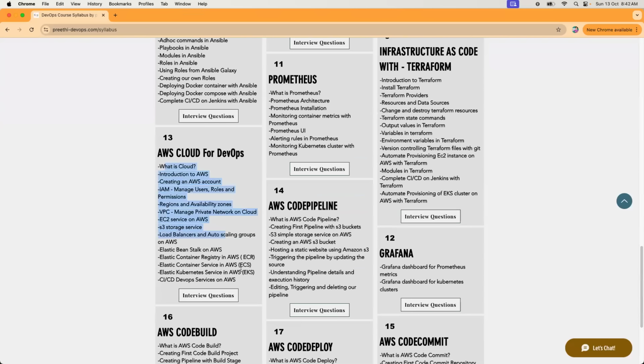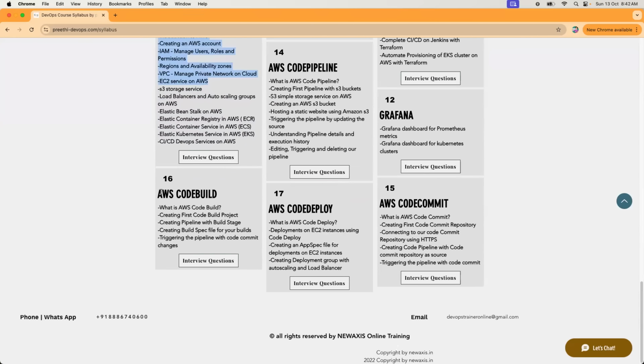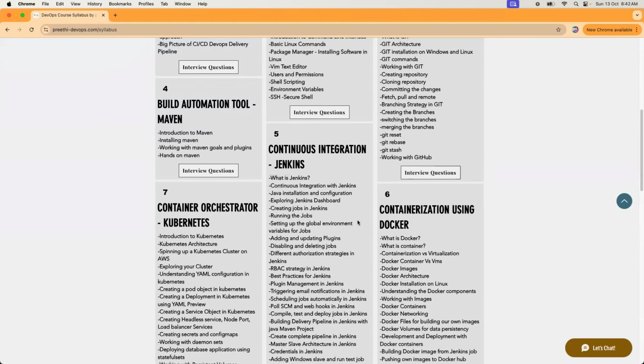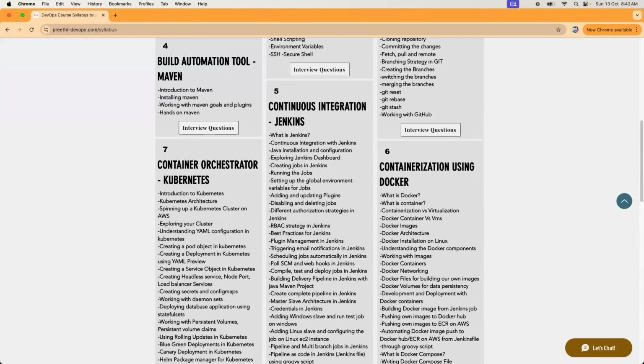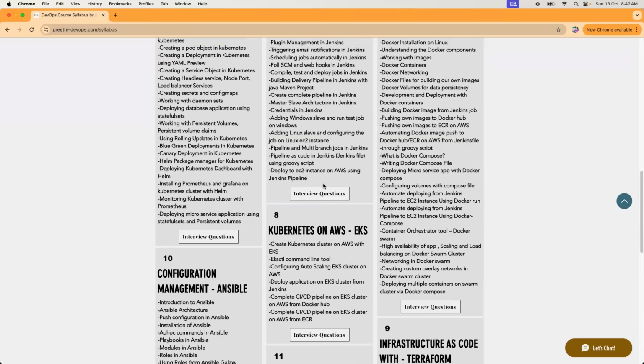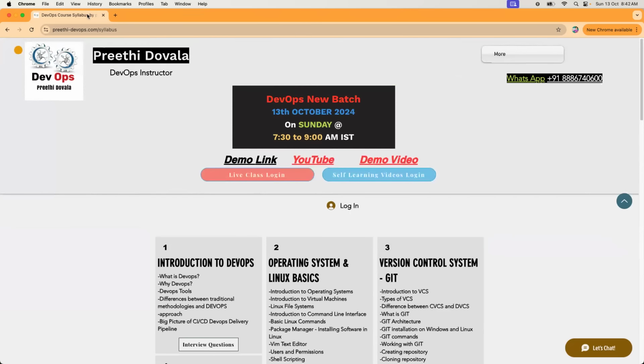AWS for cloud. Here are the AWS services, ECR, ECS, EKS, and so on. And there are certain services which are specific to DevOps: CodeBuild, CodeDeploy, CodePipeline, CodeCommit. Even these will be covered in the course. And there are a few more missing on this page, like ArgoCD will be covered. The GitOps tool ArgoCD will also be covered. That is not updated here. But yeah, here is the course content.